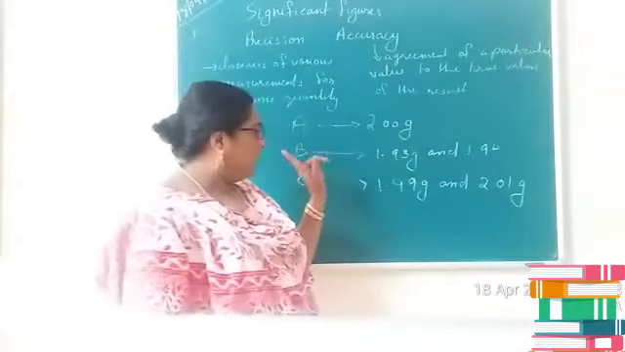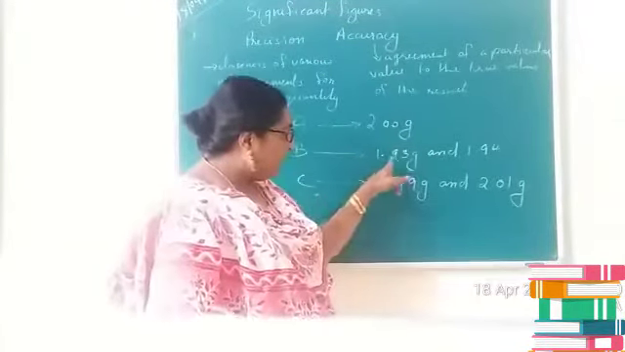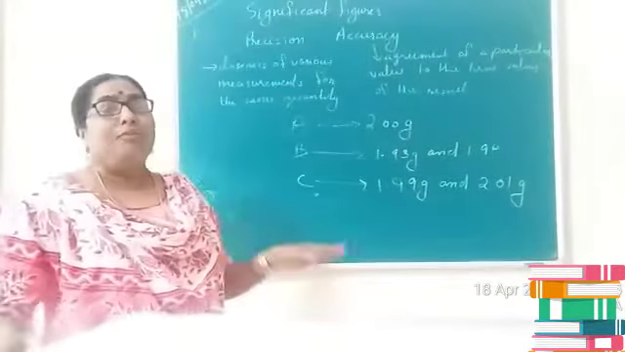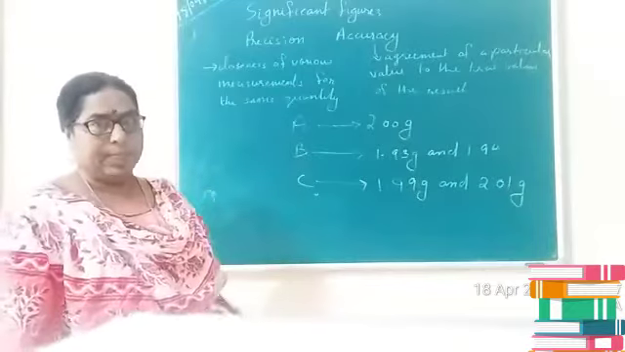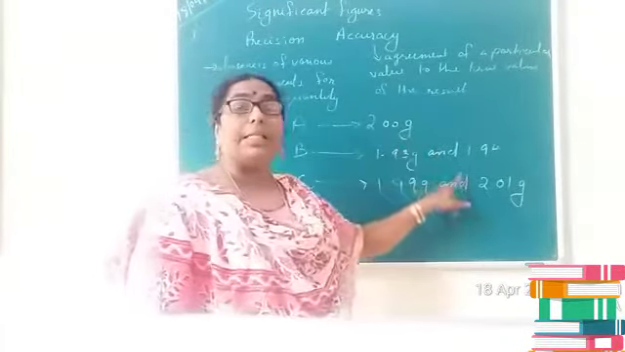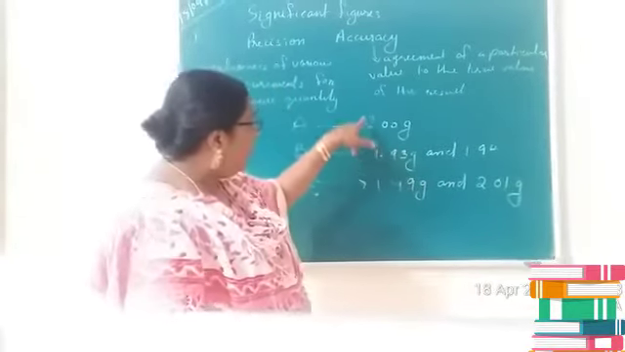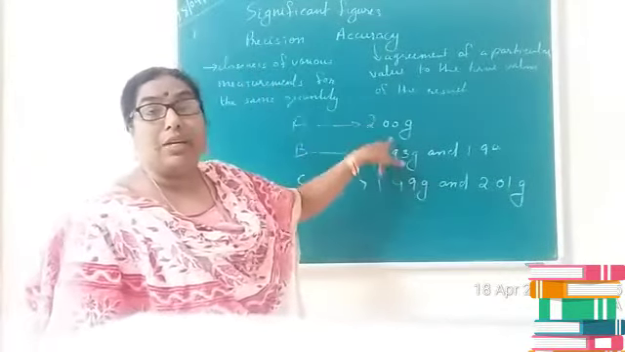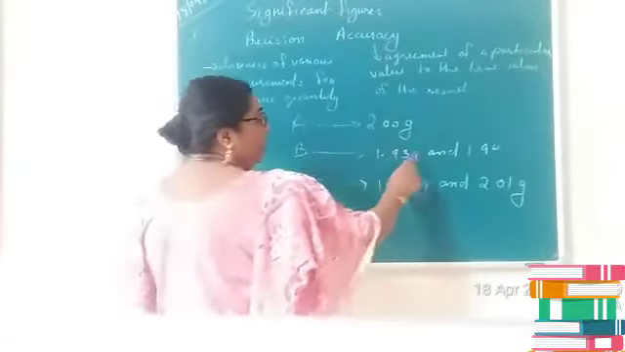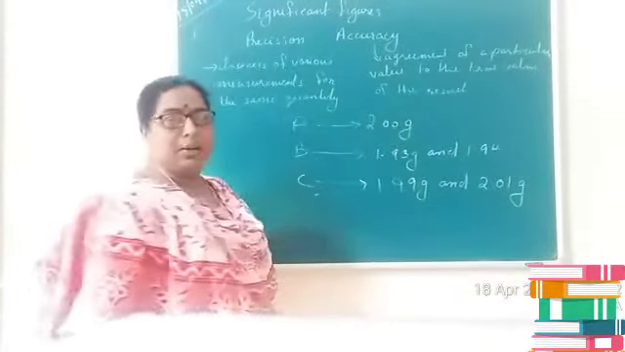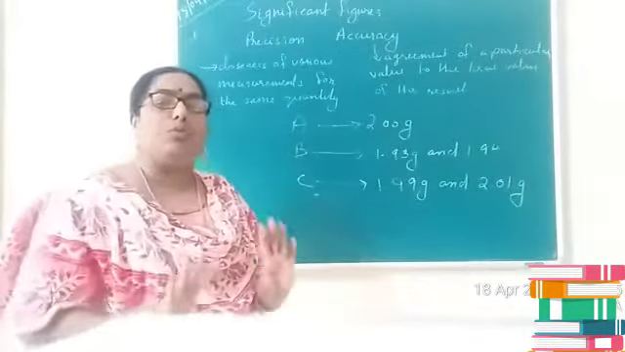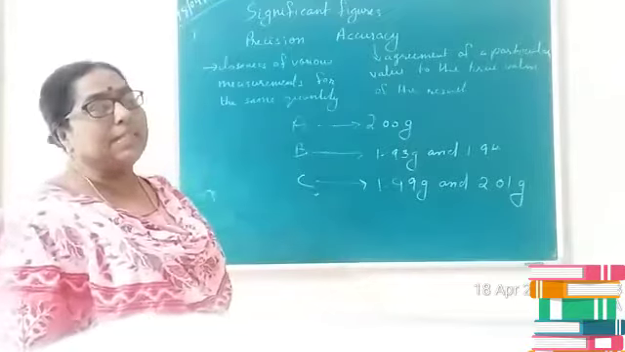Now if you consider the case of B, you can see that the values are 1.93 and 1.94, which are close to each other. These two values are close to each other, that means they are precise values, but they are not close to the true value. So the values are not accurate. Is it clear children? These two values are precise values. That means the values obtained by B are close to one another. That is why we consider them as precise.